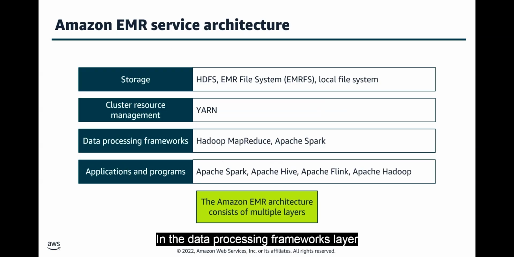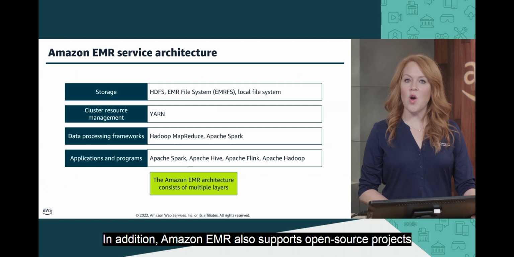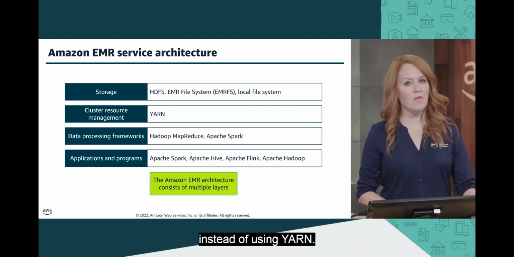In the data processing frameworks layer, the main processing frameworks are Hadoop, MapReduce, and Spark. The applications and programs layer is where the applications that were discussed earlier in this module provide capabilities such as using higher-level languages to create processing workloads, using ML algorithms, making stream processing applications, and building data warehouses. In addition, Amazon EMR also supports open source projects that have their own cluster management functionality instead of using Yarn.